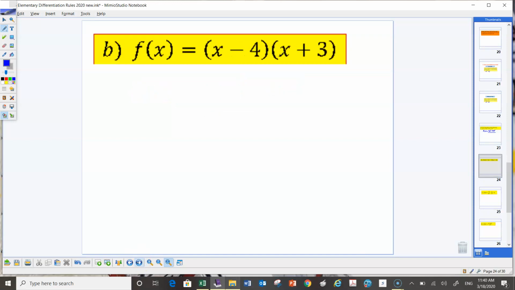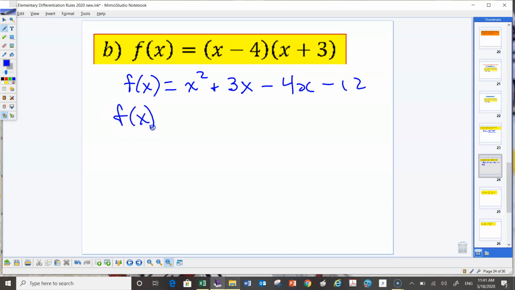Let's take a look at another example. Right now, we have a product of two terms. So the first thing I need to do is multiply these together to get it as a sum and difference of terms. So I'm back to multiplying binomials. I'm going to get x squared plus 3x minus 4x, subtract 12.